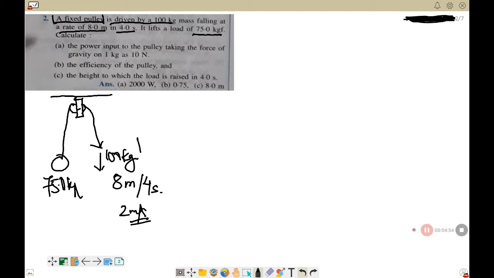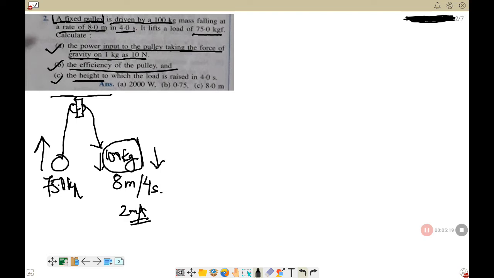Okay, so this weight, or you can say this mass, is falling down. That's why this load is going upward. This is how the entire scenario is framed here. All right, so question A says you have to find the power input to the pulley, taking the force of gravity on 1 kilogram as 10 newton. Question B, the efficiency of the pulley, and question C, the height to which the load is raised in 4 seconds.